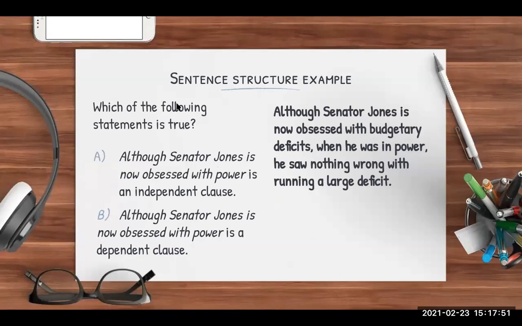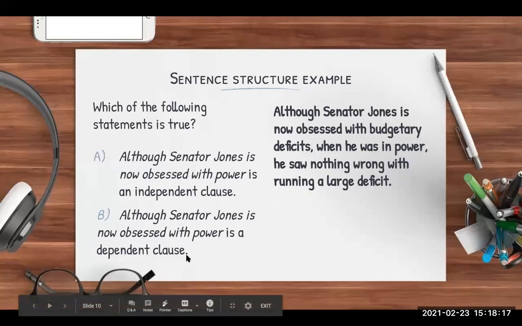So in this example question about sentence structure, we have the sentence, "Although Senator Jones is now obsessed with budgetary deficits, when he was in power, he saw nothing wrong with running a large deficit." So the question asks, which of the following statements is true? A, "Although Senator Jones is now obsessed with power" is an independent clause, and B, "Although Senator Jones is now obsessed with power" is a dependent clause.